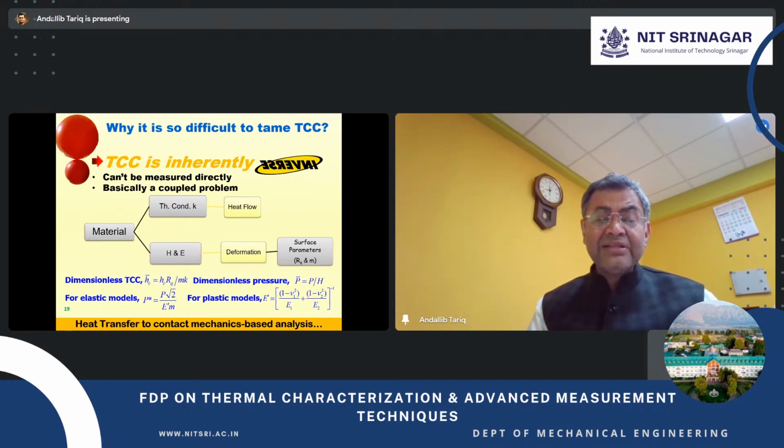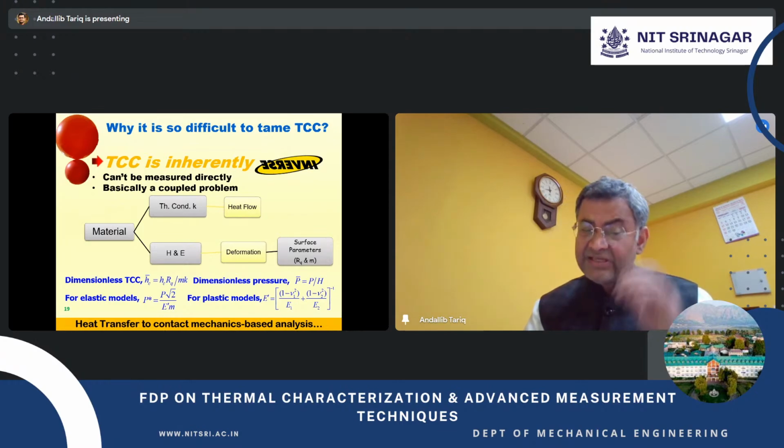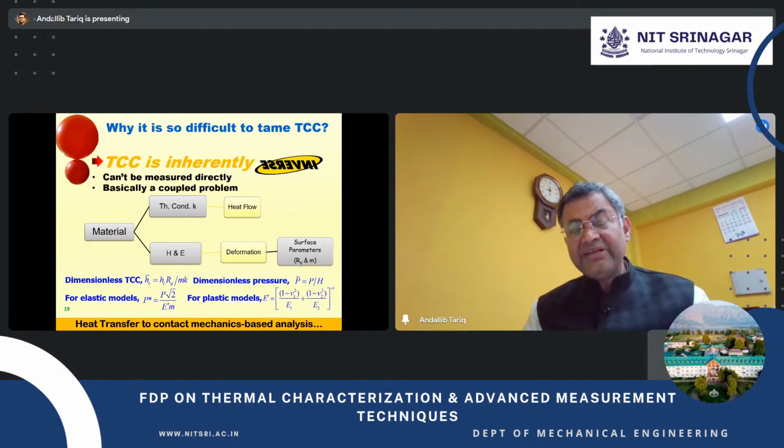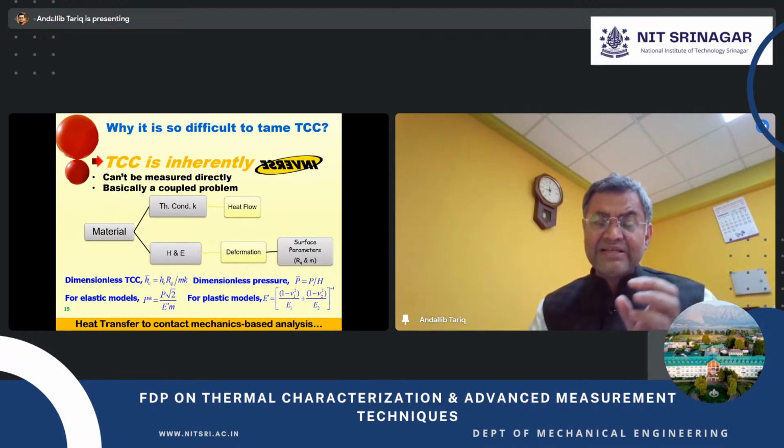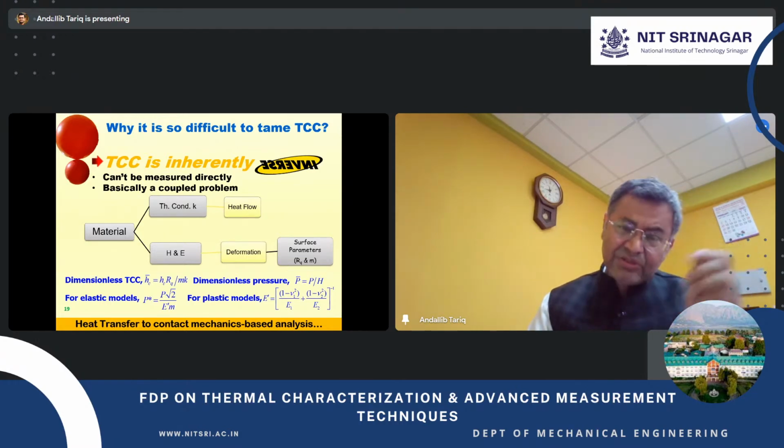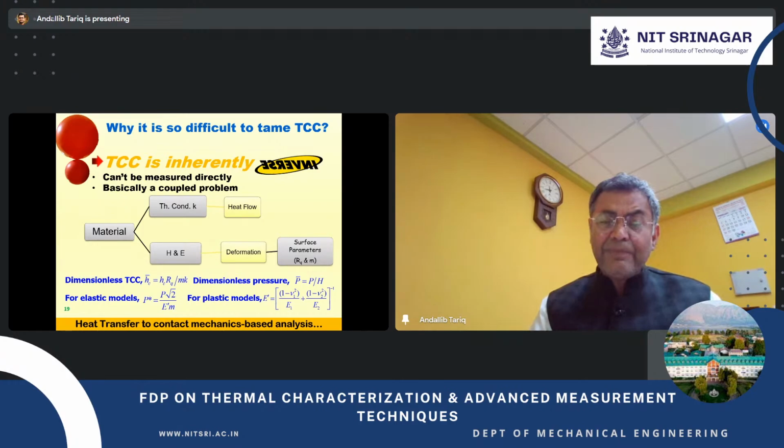So TCC cannot be directly measured, and the difficult part is that again it is a coupled problem. It is coupled between the thermal and the structural problem. Depending upon the temperature, the thermal conductivity is one of the factors which will define the heat flow. And depending upon the temperature magnitude, the hardness, Young's modulus all will get changed. It will lead to the deformation. So deformation can be elastic, plastic, elastoplastic, something of that sort. So we cannot disintegrate them. Basically, temperature is affecting the thermal properties as well as the structural properties. It is a material property. So it is a coupled problem, and we have to solve both the things together.